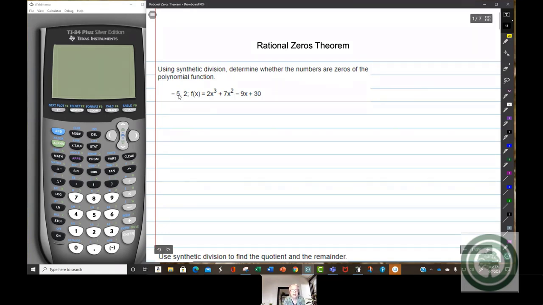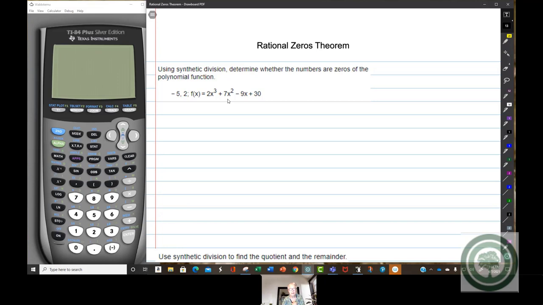Here are our test numbers right here. We're going to see if negative 5 is a zero of f of x equals 2x to the third plus 7x squared minus 9x plus 30. Then we're going to see if 2 is a zero of f of x. But we're going to use a quicker, easier method called synthetic division. All you have to do is multiply, add, and subtract, which I suppose is all you have to do if you plug the number in for X. But think about the errors you can make. Like, for instance, if you don't put parentheses around a negative 5 and you use your calculator, you're going to get the wrong answer. So it's easier to get the correct answer this way.